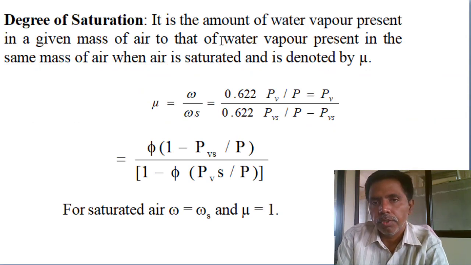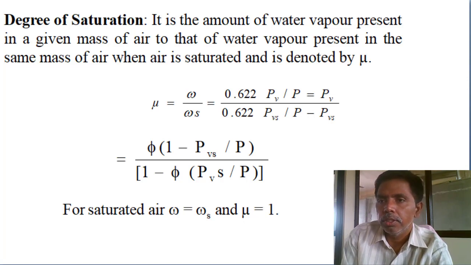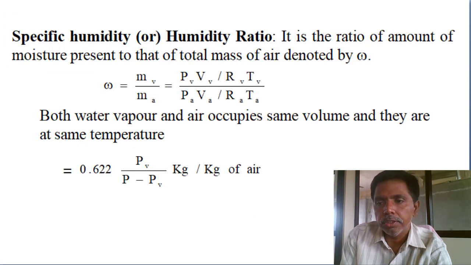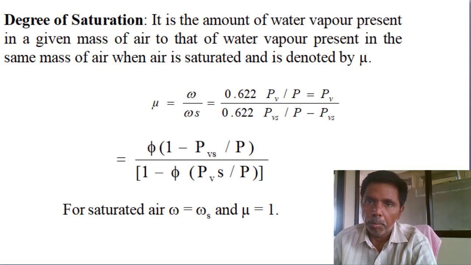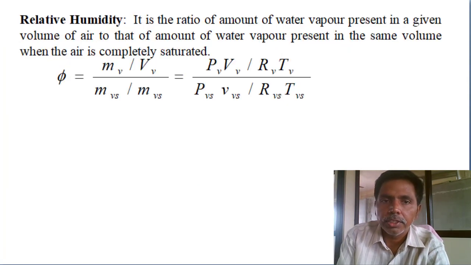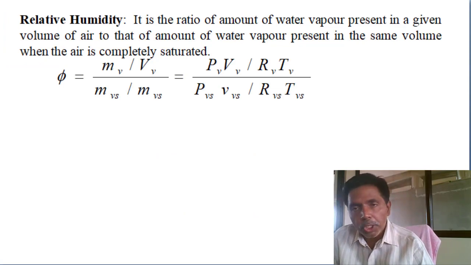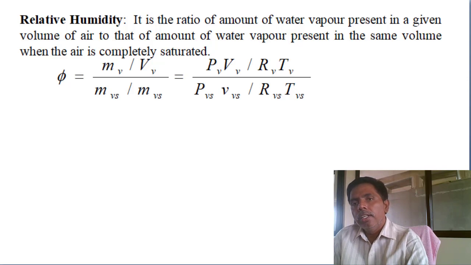Next, degree of saturation. Simply, this is the ratio of specific humidity divided by specific humidity at saturation condition. Mass of water vapor per total mass of air divided by mass of water vapor per total mass of air at saturation condition. This is called degree of saturation. Next, relative humidity. This is mass of water vapor divided by volume of air. The only difference is between degree of saturation and relative humidity. Relative humidity is mass of water vapor divided by volume of the air, divided by mass of water vapor per volume of the air at saturation condition.